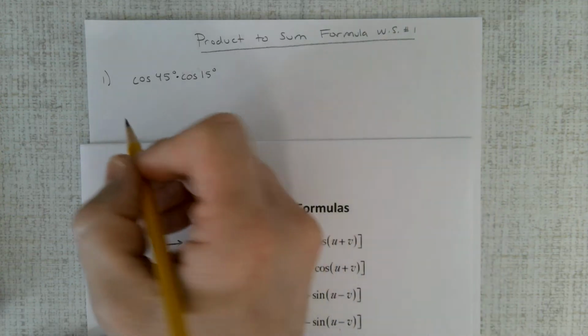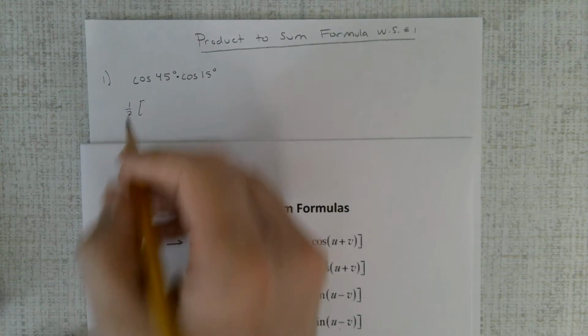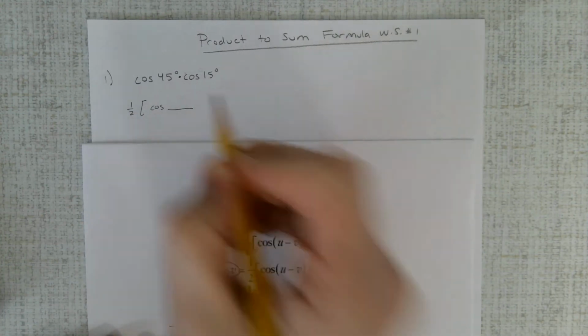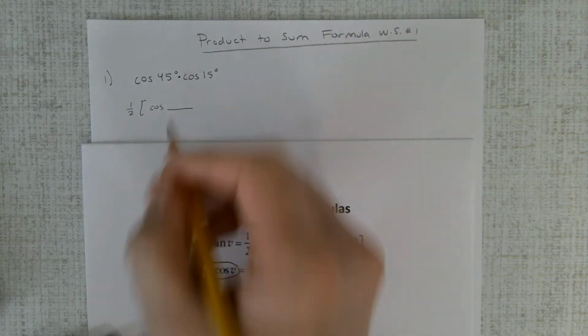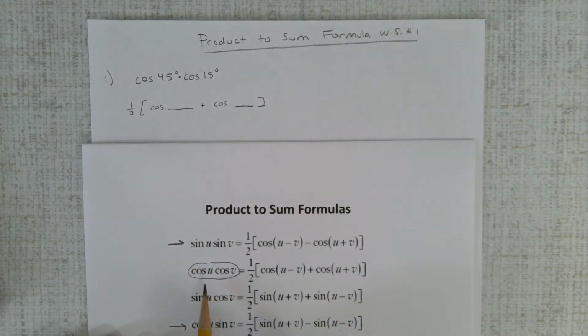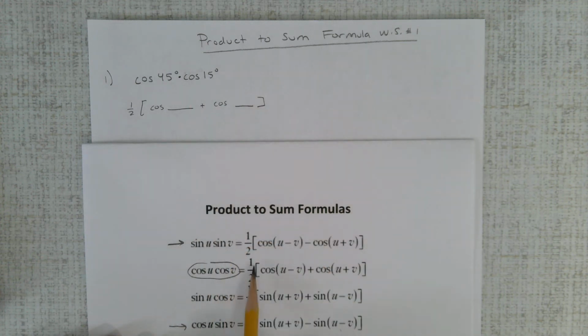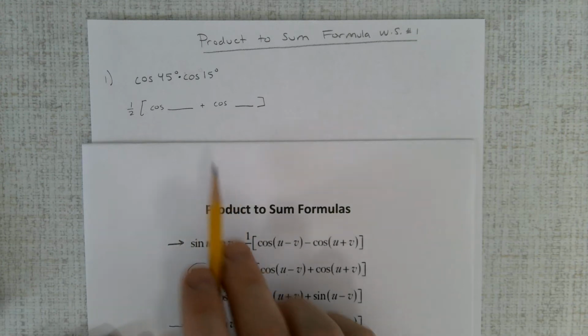So let's see here. And I always write it exactly like you see it. It says cosine of something, let's not worry about that right now, plus cosine of something else. So there's my formula. Cosine, 1/2 cosine of something plus the other cosine. Alright, well, let's fill in these lines here.